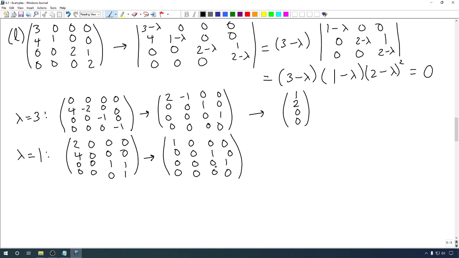So what is this telling us? This is telling us that x4 is 0, x3 is 0, x1 is 0, but it doesn't tell us anything about x2. So x2 can be whatever it wants to be. We'll just let it equal 1, but the point here is that this is a basis for the eigenspace. The eigenspace is all the vectors where everything is 0 except for possibly x2, which can be whatever it wants to be.